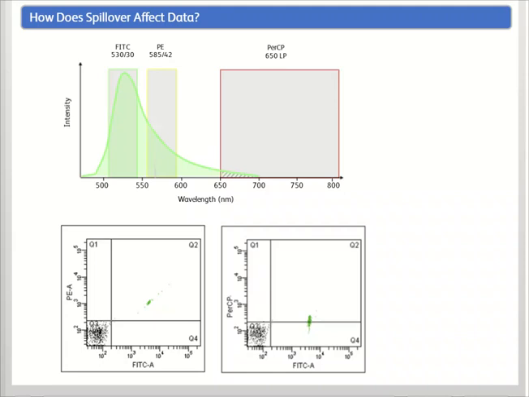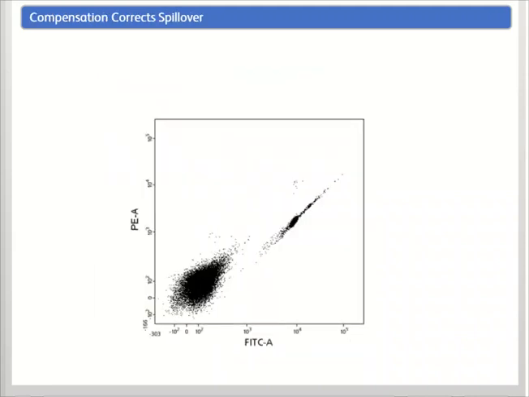The bars on the graph indicate the range of wavelengths that pass through filters in front of the FITC, PE, and PerCP detectors on several BD cytometers. FITC emission spills over into the detection filters for PE and PerCP. How does spillover affect data?